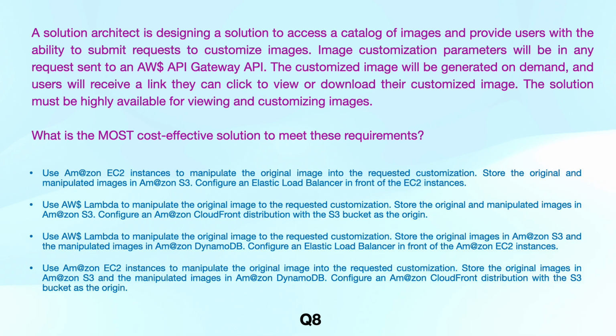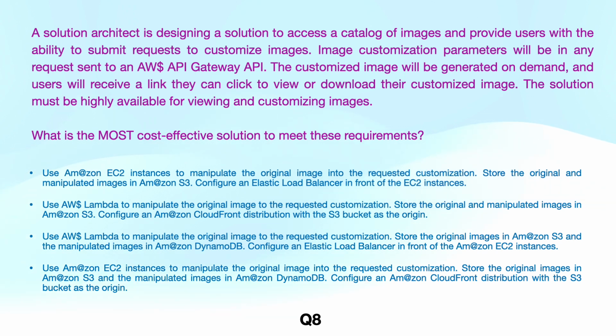Okay, let's move to the next question. Question number 8. A solution architect is designing a solution to access a catalog of images and provide users with the ability to submit requests to customize images. Image customization parameters will be in any request sent to an AWS API Gateway API. The customized image will be generated on demand, and users will receive a link they can click to view or download their customized image. The solution must be highly available for viewing and customizing images.